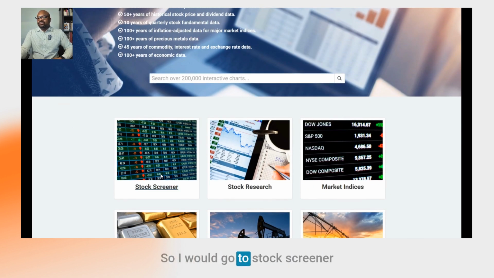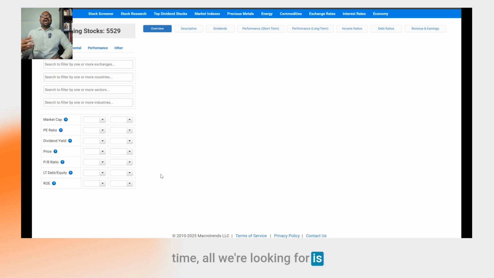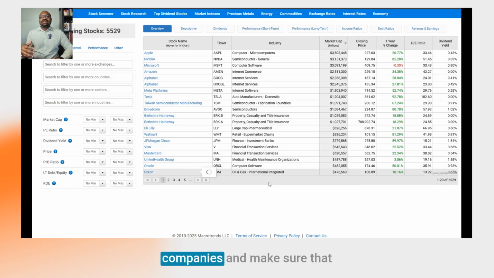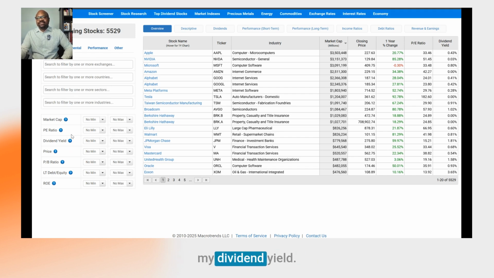So I would go to Stock Screener, because at this particular time, all we're looking for is how do I find some dividend companies and make sure that I'm making a good decision. You can see that we currently start off with 5,529 stocks matching. All we're saying is these are all the stocks that are being pulled. A lot of this information matches Yahoo Finance, and it is a free resource again, so we can go through it. Normally we'll say, all right, I want to make sure I'm choosing a dividend paying company. So I would start with my dividend yield.